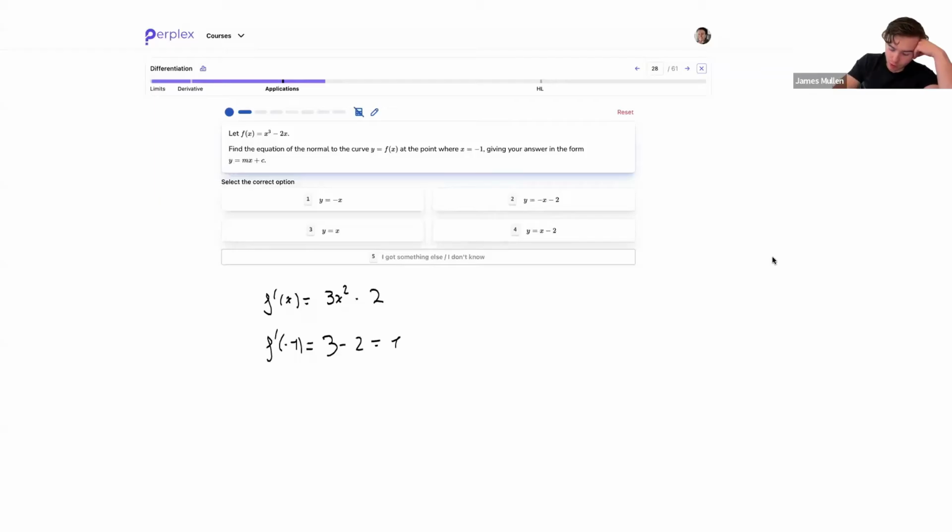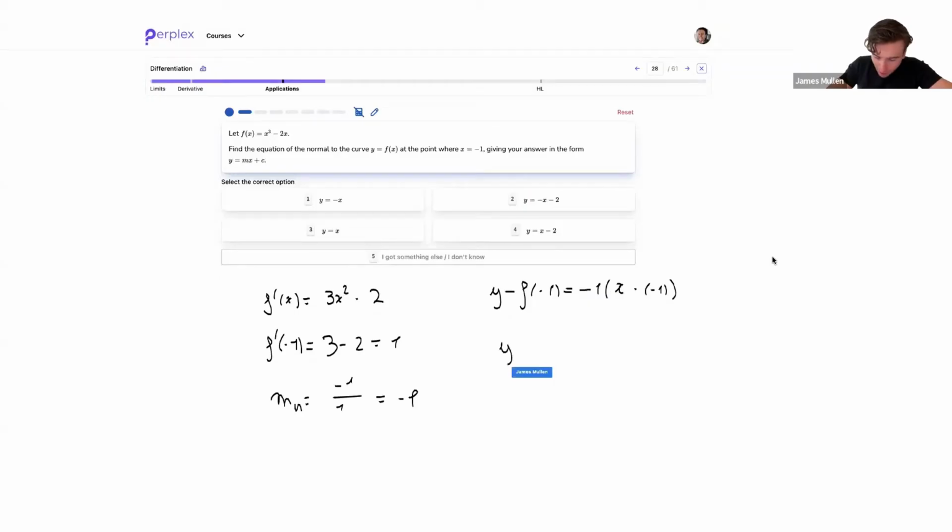If I have 1, that means the slope of the normal is going to be minus 1 over 1, which is just minus 1. Now I can use my point slope form: y minus f of minus 1 is equal to the slope, negative 1, times x minus minus 1. So f of negative 1, negative 1 cubed is negative 1, and then minus 2 times negative 1 is plus 1. So I have y minus 1 is equal to negative 1 times x plus 1, and this becomes a plus over here. So minus 1 means y is just equal to minus x. That's my answer.